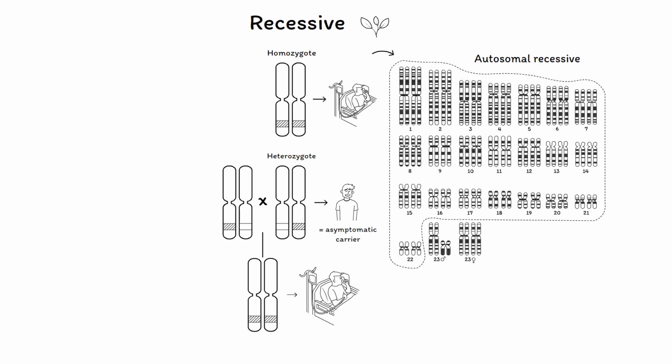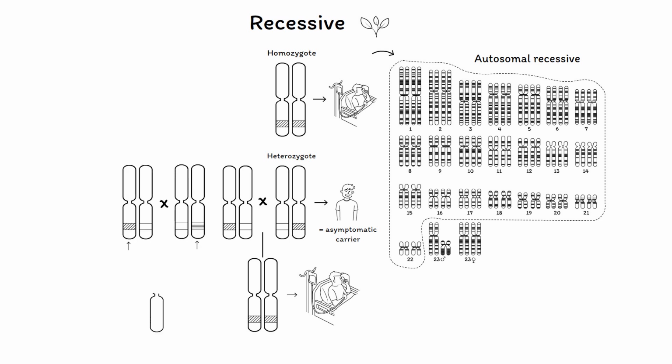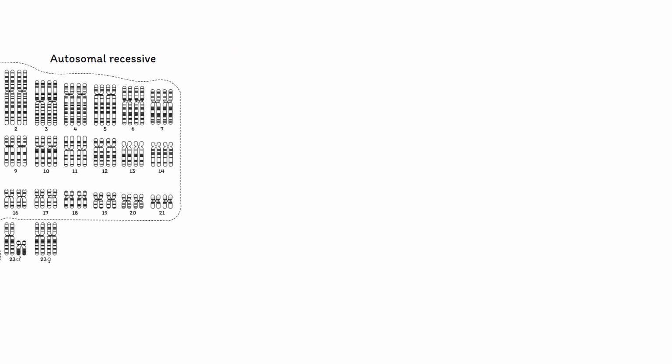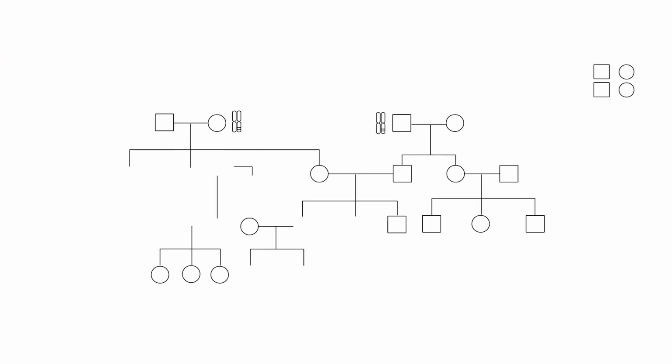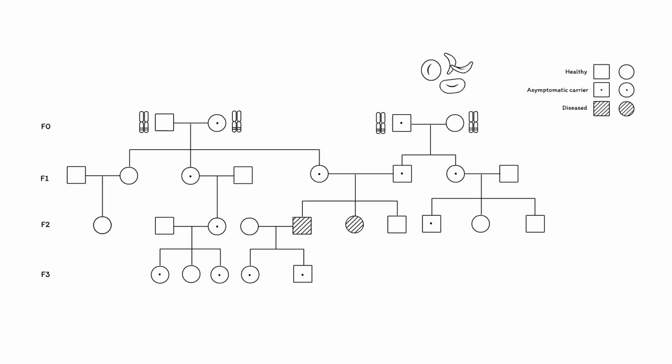Recessive disorders can also be caused by 2 different allelic variants that lead to 2 wrong copies of the gene. This is called compound heterozygous recessive inheritance. Let's take a look at a family tree of an autosomal recessive disorder. For example, sickle cell disease.